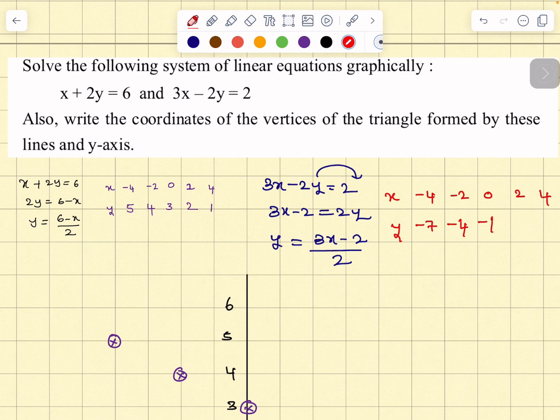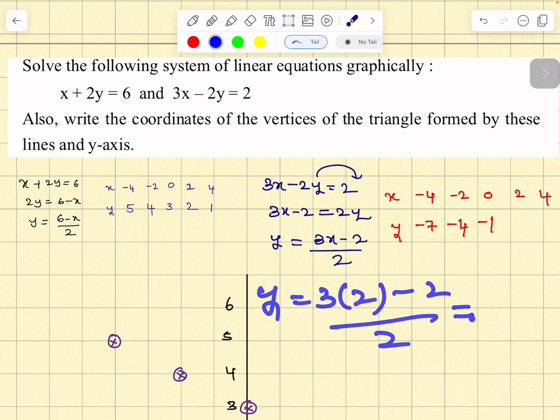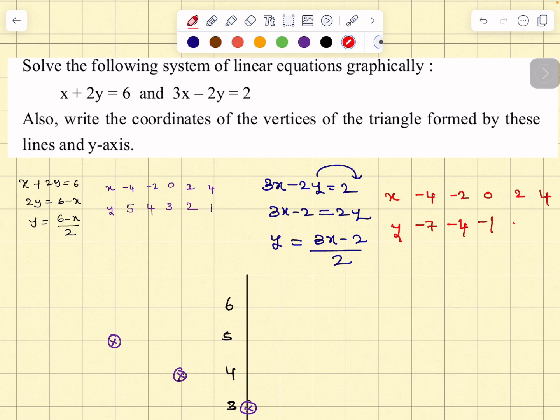So when x value is 2, what is the y value? Just find the y value. 3 into 2 minus 2 by 2. So 3 into 2 is 6, 6 minus 2 is 4, 4 by 2 equal to 2. Okay, so when x value is 2, y value is also 2.